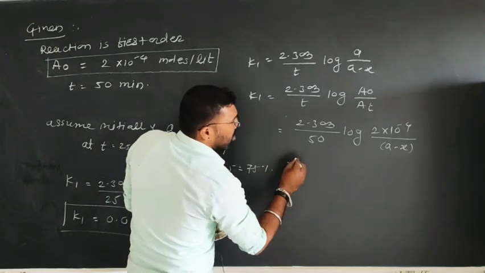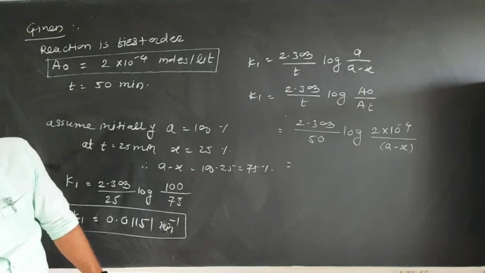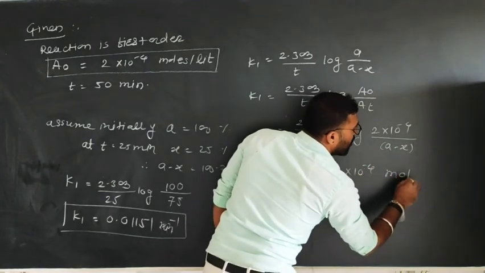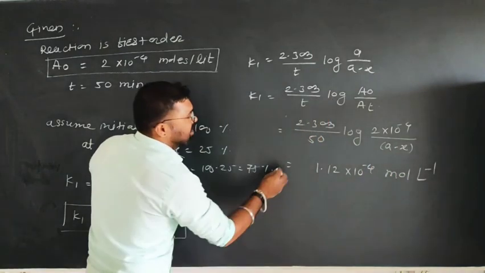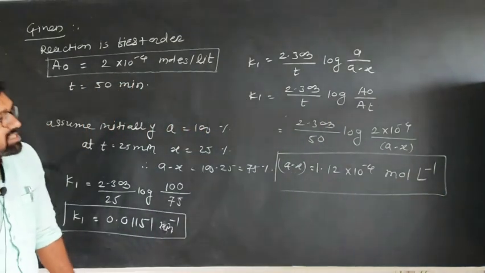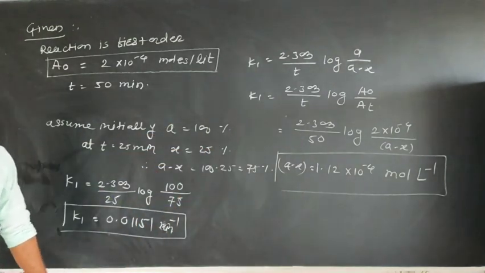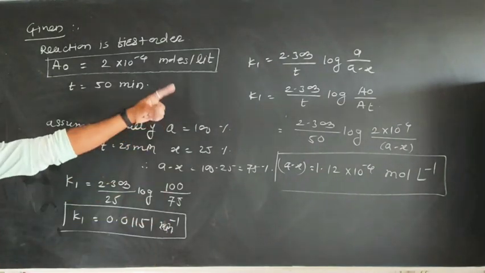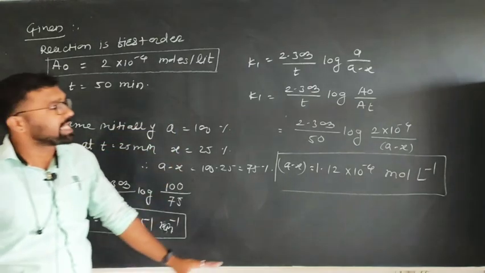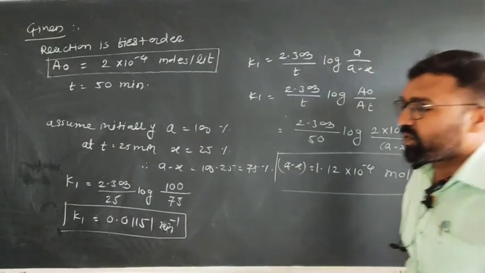By solving this, I am not doing the calculation now, I solved the problem directly. The answer is 1.12 into 10 raised to minus 4 mole per liter. What is A minus x? The concentration of reactant after time t, that is 50 minutes, will be 1.12 into 10 raised to minus 4 moles per liter. By using a scientific calculator, you can solve the numerical, a very easy numerical provided to you.